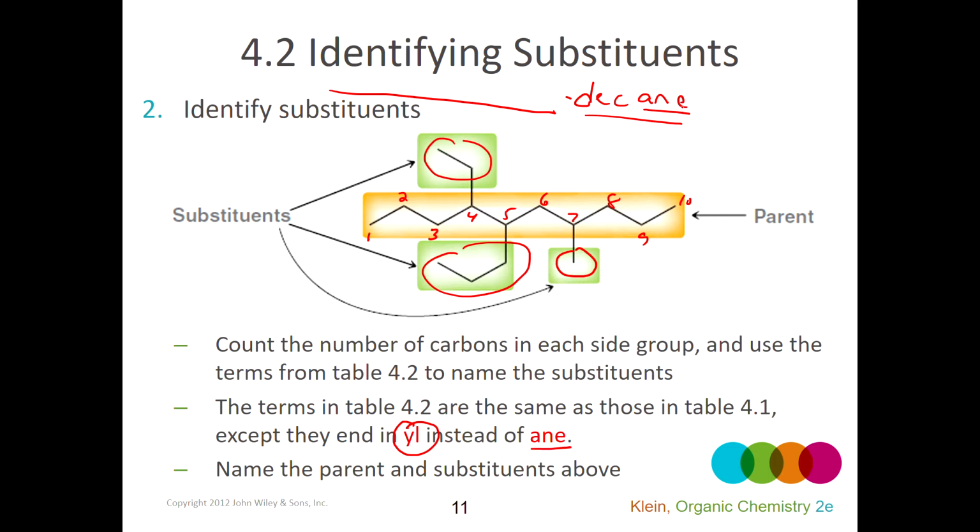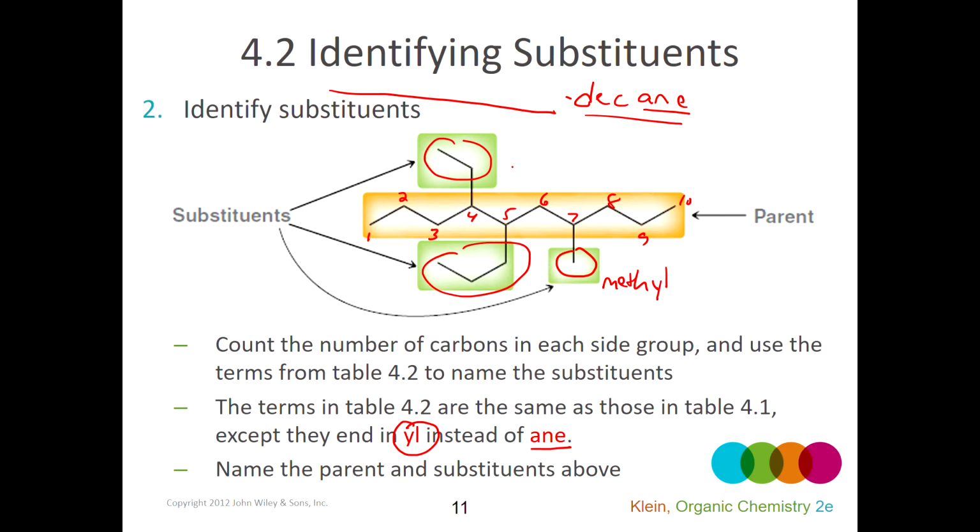So decane means I've got 10 carbons in my parent chain. Here I've got 1 carbon in my substituent. So that would be meth, because the prefix for 1 carbon is meth. I wouldn't put the ane suffix on it though, because it's not part of my parent chain. It's a side group. So I use a yl suffix. So that's a methyl group, or a methyl substituent.